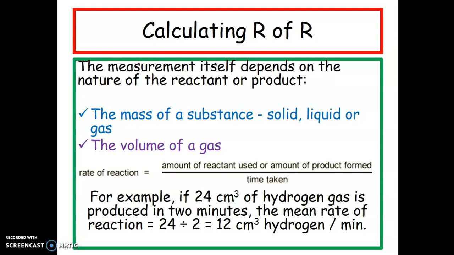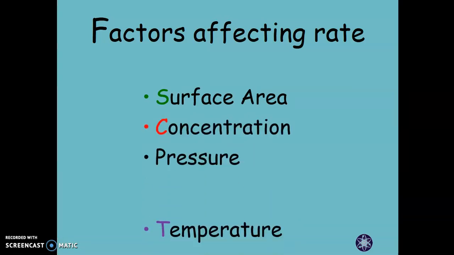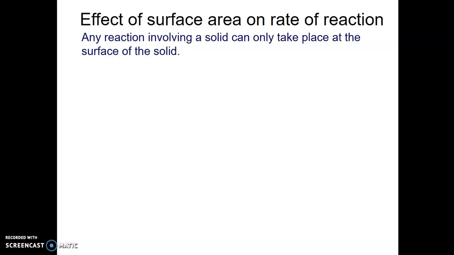Now we're not going to look too much at rate calculations at the moment. We are looking at the basics of what affects the rate of reaction and why. So, factors affecting rate, as we said previously: surface area, concentration or pressure, temperature, catalysts.